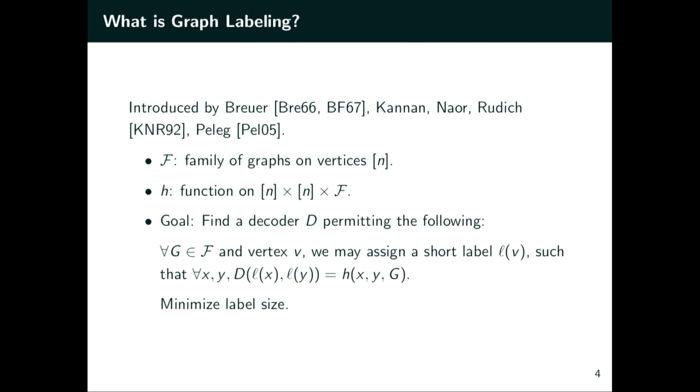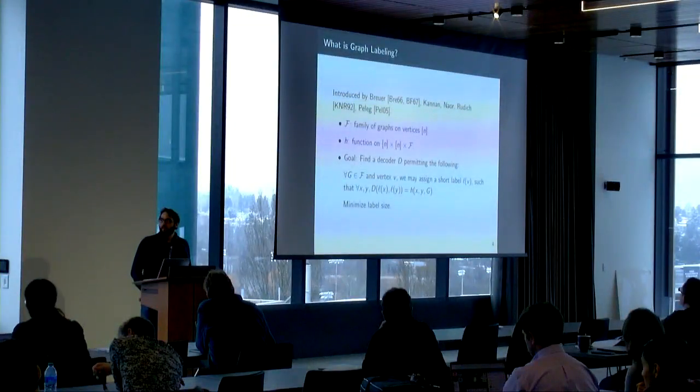The next thing that we should review is graph labeling, which was also introduced quite a while ago, but its more modern form was introduced by Kannan, Naor, and Rudich in '92, and further expanded upon by Peleg, where we have, again, a family of graphs F on the vertices 1 through n. And we have some function h that takes as input one of those graphs and two of its vertices. So there's a function on two vertices of the graph. And the goal is to find a decoder D that permits the following.